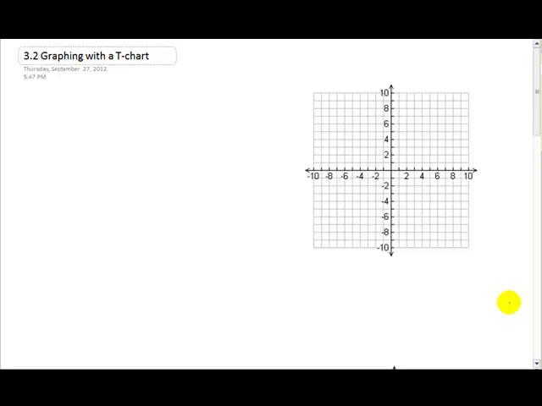3.2, Graphing with a T-chart. In 3.1, we started graphing with a T-chart, and we're going to continue, but this time it'll be different because we are going to be choosing our own numbers. In 3.1, they chose the numbers for you.